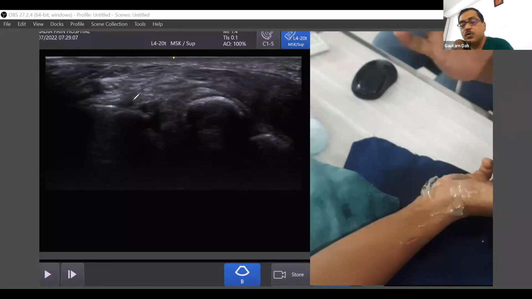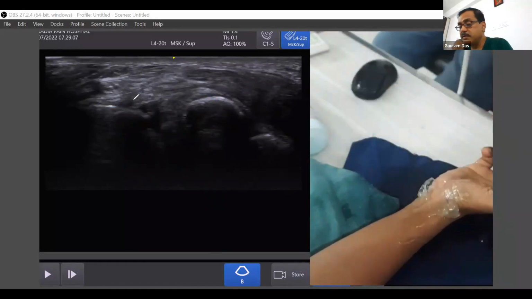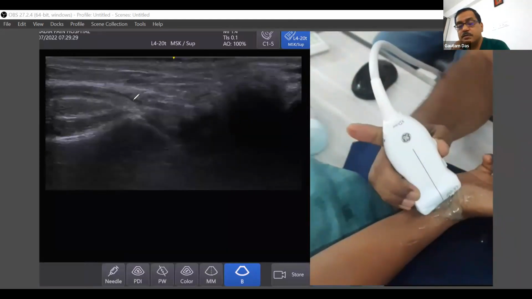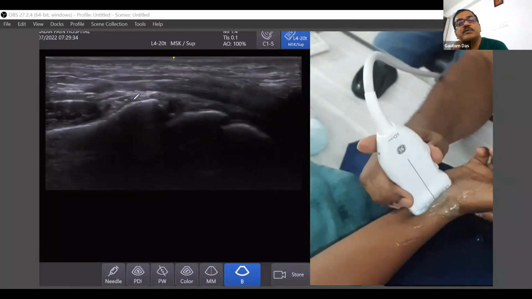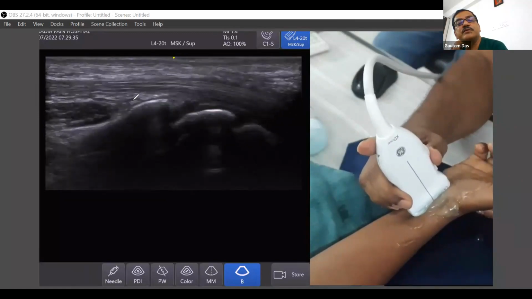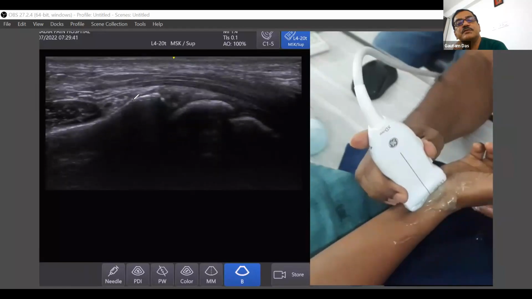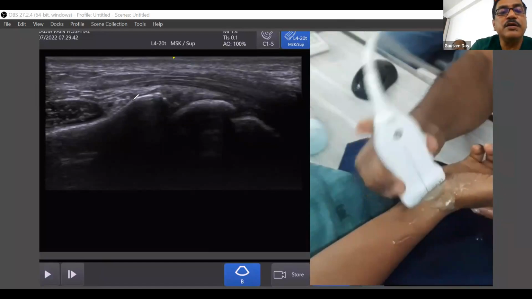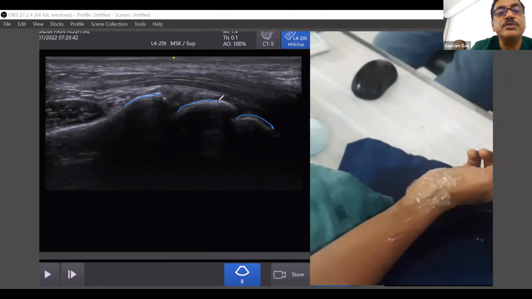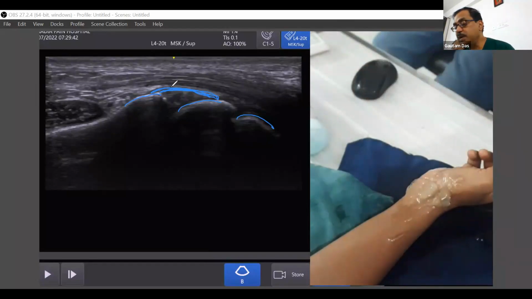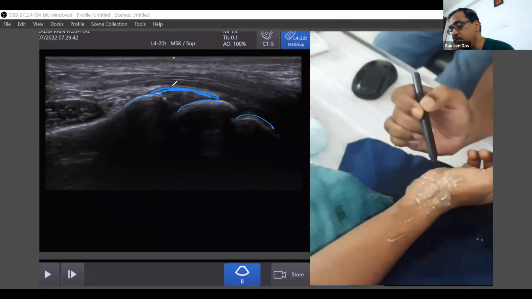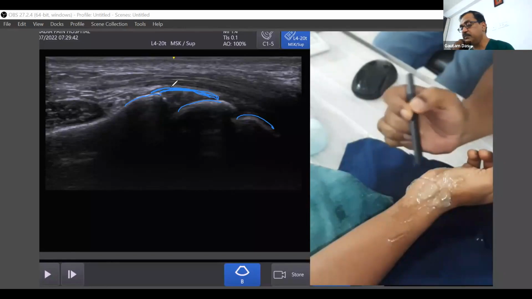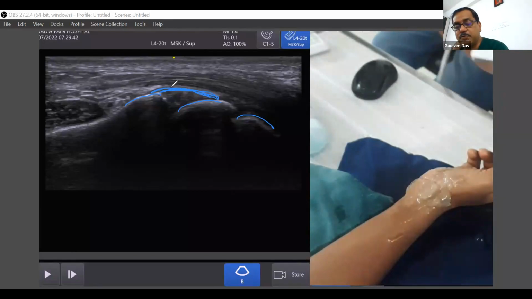And when I was holding the probe almost vertically, straight without tilting, you are seeing the short radiolunate ligament. This was your radius, lunate, capitate. So this is your short radiolunate ligament. Short radiolunate ligament, as I told you, is the V. One is this part of the V, another is this part of the V. So this is your long radiolunate, this is your ulnolunate, and this is your short radiolunate. And now, the other part of the V.